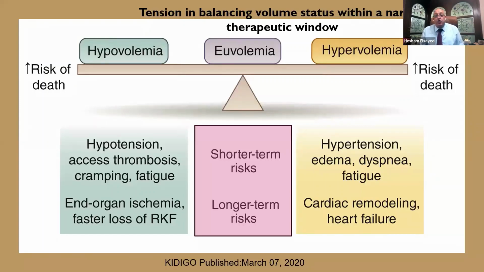So we have two arms. The risk of death is increased in patients with hypovolemia due to inaccurate assessment of the volume, and with hypervolemia; both of them increase the risk of death. Hypotension can induce access thrombosis, end organ ischemia, and faster loss of residual kidney function, while hypervolemia can induce hypertension, edema, dyspnea, fatigue, cardiac remodeling, and heart failure.